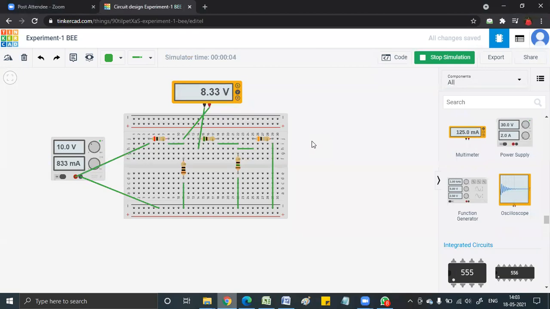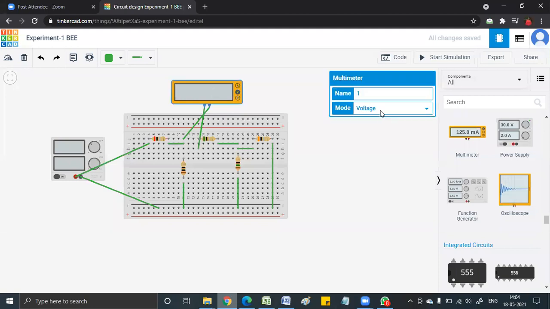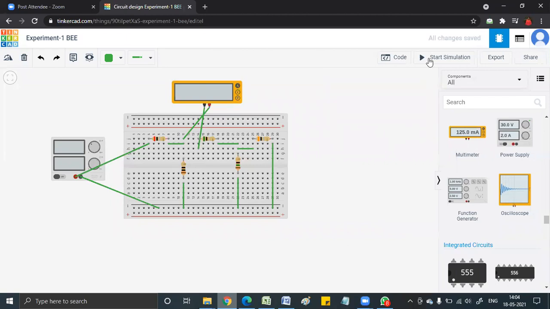We didn't do one thing. What we didn't do? वो मैम वोल्ट में आ रहा है, एम्पियर में आना चाहिए. Right. So what we have to do, stop the simulation. Your multimeter is by default on a voltmeter mode, right? Mode is voltage. You have to change that to amperes. That is ampere. Once this is done, start your simulation. Right? So please make a note of it.